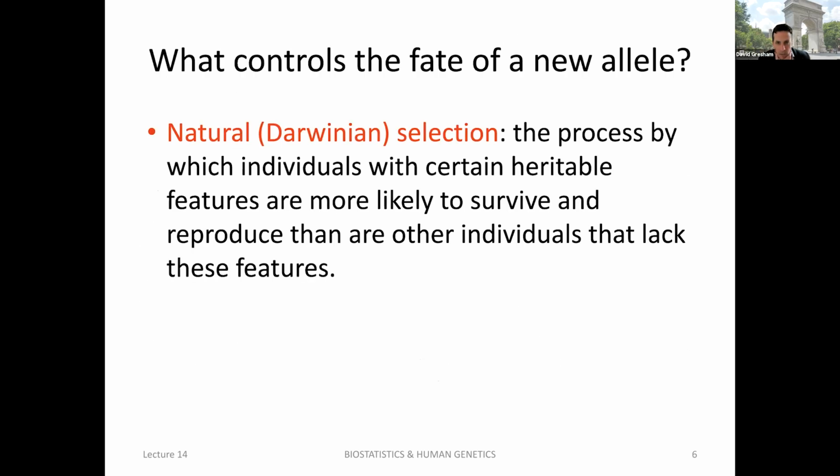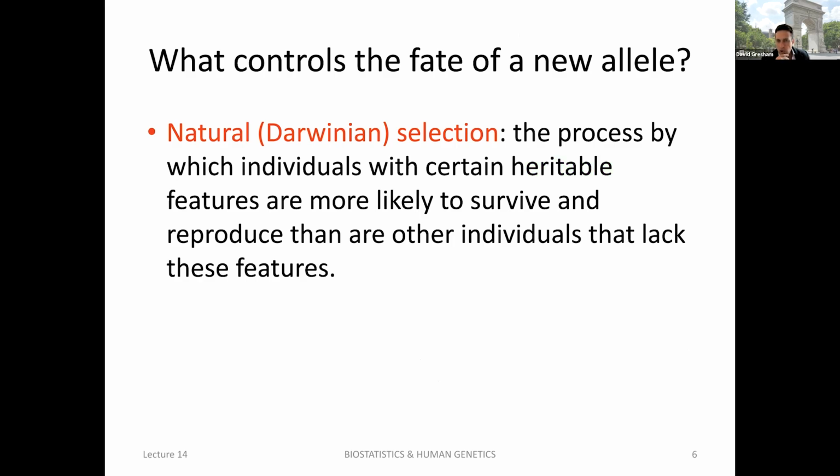All right, so now I want to talk about the second force that acts on the fate of alleles in populations. And this is the non-random force of selection, Darwinian selection. This is the process, of course, by which individuals with certain heritable features are more likely to survive and reproduce than other individuals that lack those features.